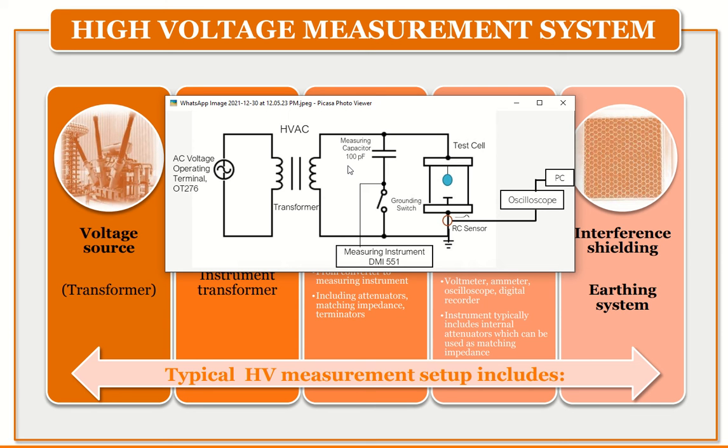Actually the measuring capacitor is one type of voltage divider. And then they have a measurement instrument, DMI 551, and then the grounding switch. For the grounding switch, we have a safety feature: if the voltage is over the limit, the grounding switch will automatically open to switch off our measurement setup. And then they have a test cell, and then they have a measurement sensor.